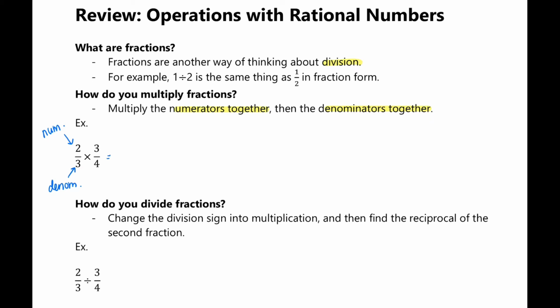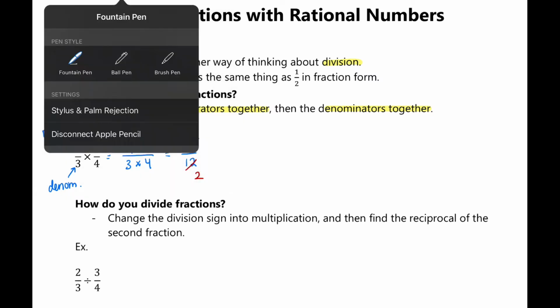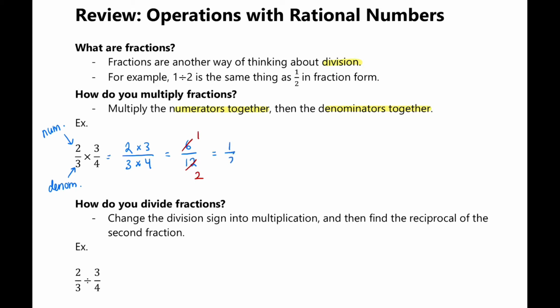Okay, so we want to multiply the numerators together, so 2 times 3 on top. We keep the division sign here, and 3 times 4 on the bottom. 2 times 3 is 6. 3 times 4 is 12. We could reduce this further by dividing both top and bottom by 6. So we have 1 over 2. So this equals 1 over 2.